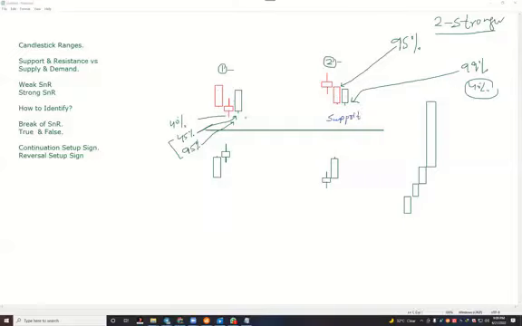Is there any support? Both are support, right? If I want to draw the support here, and if I want to draw the support here, now come to the previous point. Which buyer is stronger? The second one. So this support is strong support. And this support is weak.